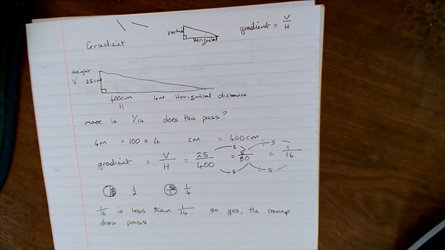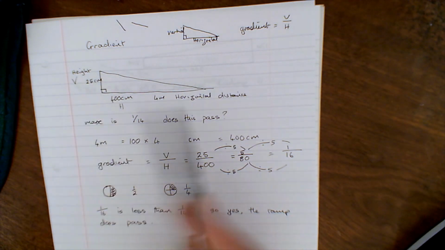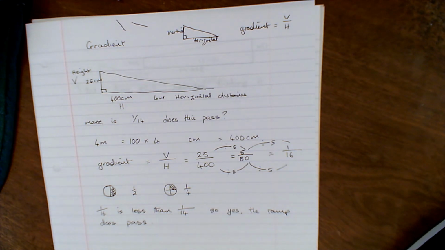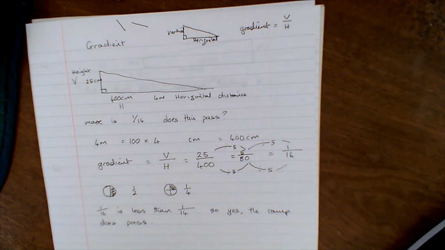So, we've got 3 steps to this calculation. We've got to convert the units to be the same thing. You always have to watch out for that. You've got to actually do the gradient calculation, and that formula is in your exam paper. And then you've got to do the comparison at the end.